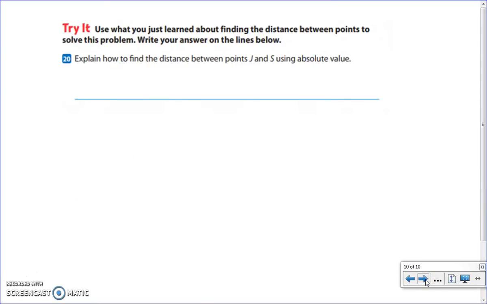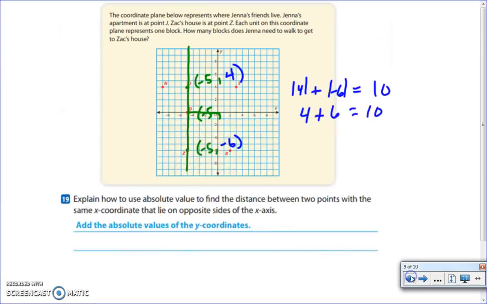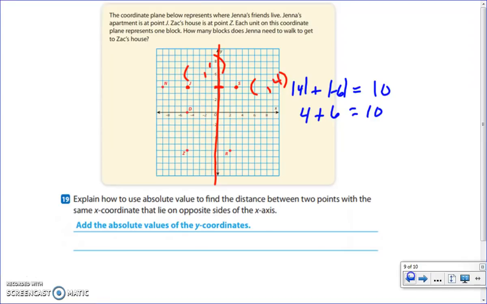It says explain how to find the distance between points J and S using absolute value. Okay, so points J and S were this guy and this guy. Kind of already talked about this, but that's okay. In this case, we're talking about the y-axis, the distance from the y-axis. So these coordinates both have the same y values because they're on the same horizontal line. So they're both at 4 for the y values. Because they're on opposite sides of the y-axis, they'll have different distances from 0. So this would only work if they're on opposite sides of the axis.